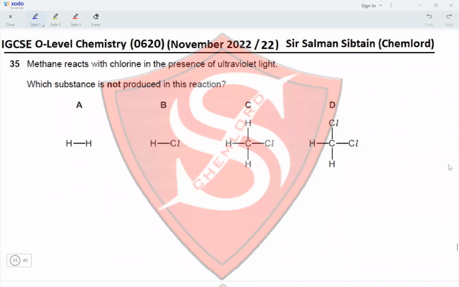Question 35. Methane reacts with chlorine in the presence of UV light. Which substance is not produced in this reaction? So we have methane reacting with chlorine. So this would produce chloromethane, which is option C. This would produce dichloromethane, which is option D. This would produce HCl, which is option B. And it will never produce hydrogen gas, which is option A, making A the correct option for this question.